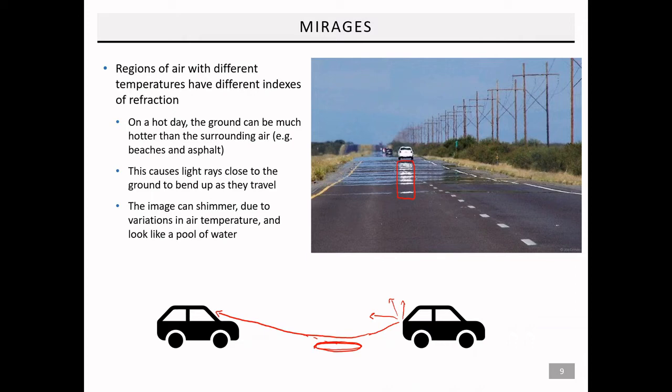So then as a whole, what you're seeing is some of the light coming directly from the back of the car. That is, in this image, it's the actual car itself. And you have some light that appears to be coming from the ground behind the car. And that light appears to be reflecting off of a puddle. But that puddle's not actually there.